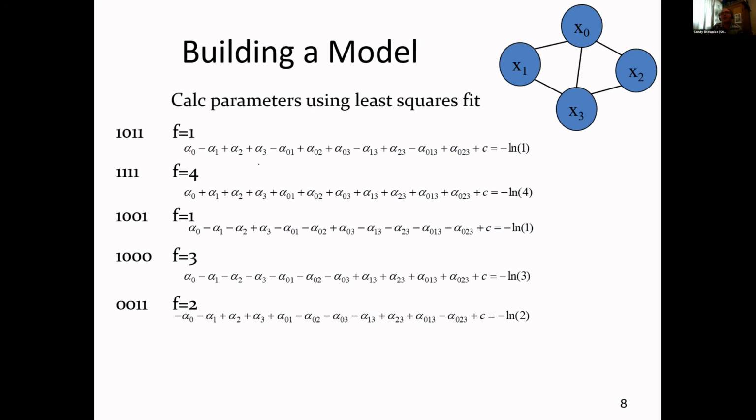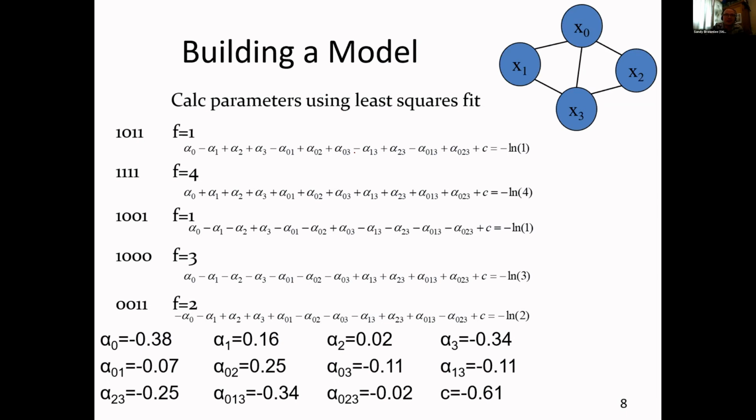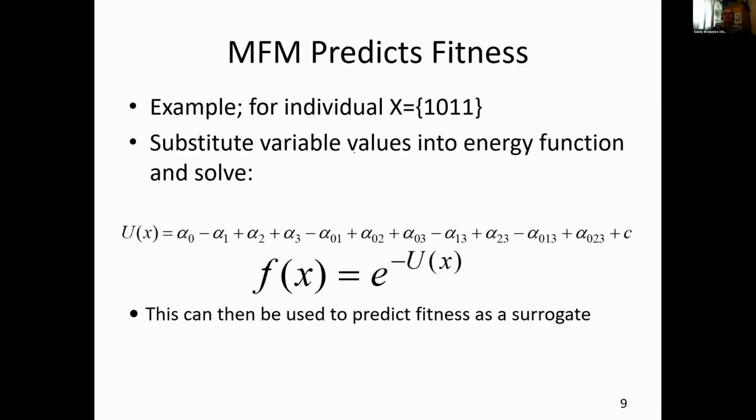So those alpha values specify our model, and we can go in the opposite direction in order to predict fitnesses. So for a given individual or a solution like this one here, 1011, we can substitute back in to our equation there. We know what those alpha values are. We worked them out using the population before, and we can get the predicted fitness from the model as f of x equals e to the negative u of x. So basically e to the power of the negative of that function there.